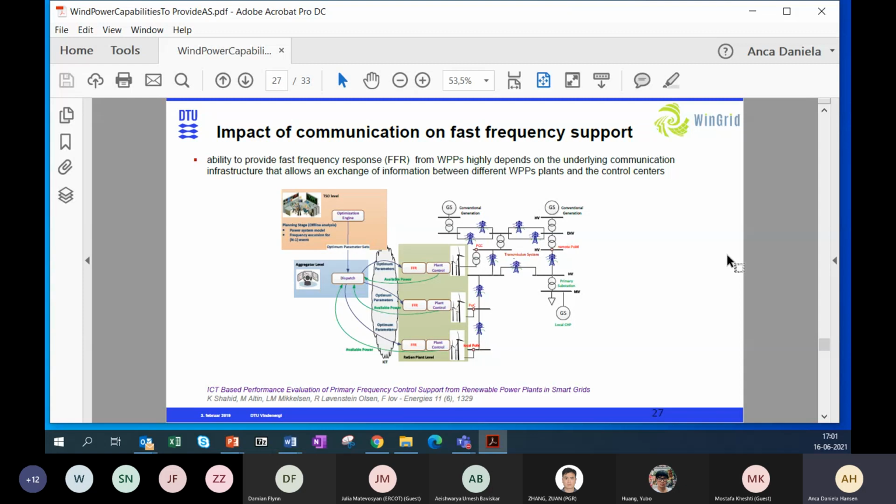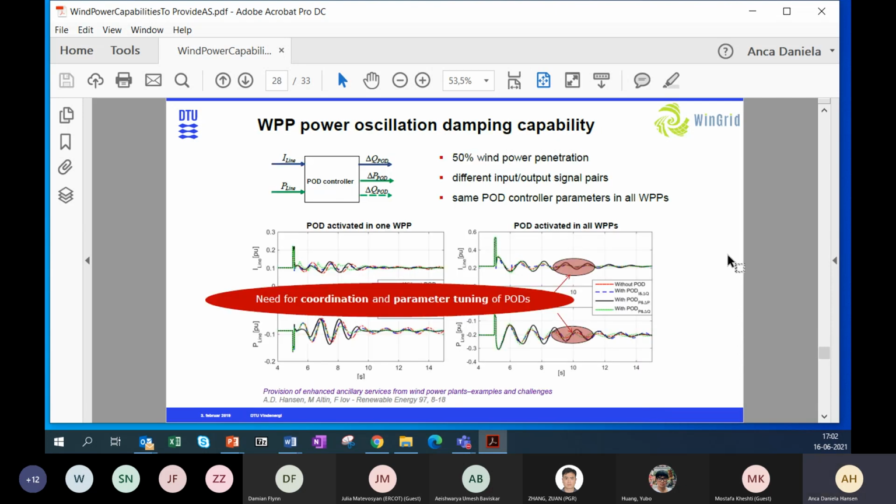Yes, and then it was about the impact of communication on fast frequency support. Of course, that depends. This capability highly depends on the underlying communication infrastructure that allows an exchange of information between wind power plants and control schemes. And then we were also looking at the wind power oscillation damping capability, for example, also for 50% wind power penetration scenarios.